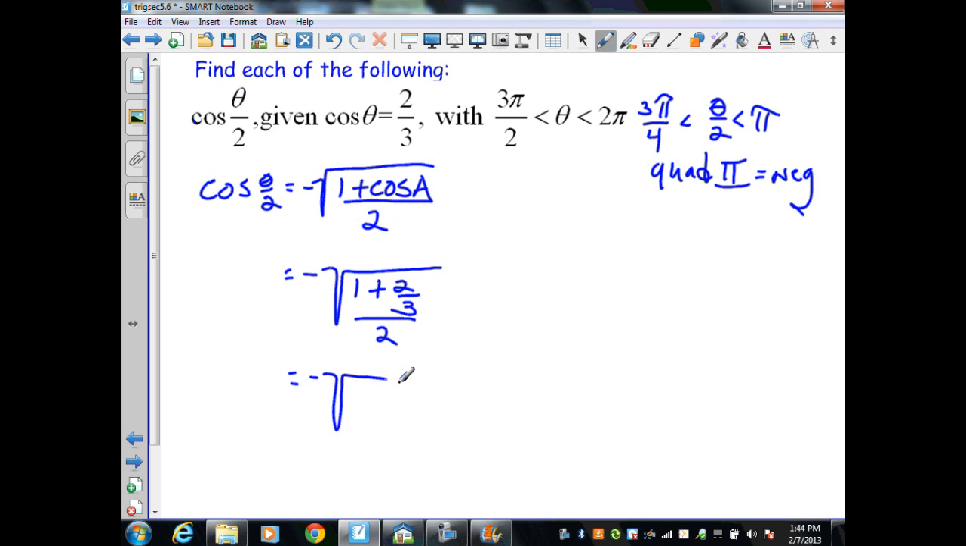Now, all I need to do is find a common denominator in the numerator. That gives me a negative square root of 5/3 over 2. And when I invert and multiply, that's going to give me a negative square root of 5/6. But I cannot have a radical in the denominator, which is the square root of 6, so I'm going to multiply the top and bottom by the square root of 6. That gives me a negative square root of 5 times the square root of 6, which is the square root of 30, all over 6.